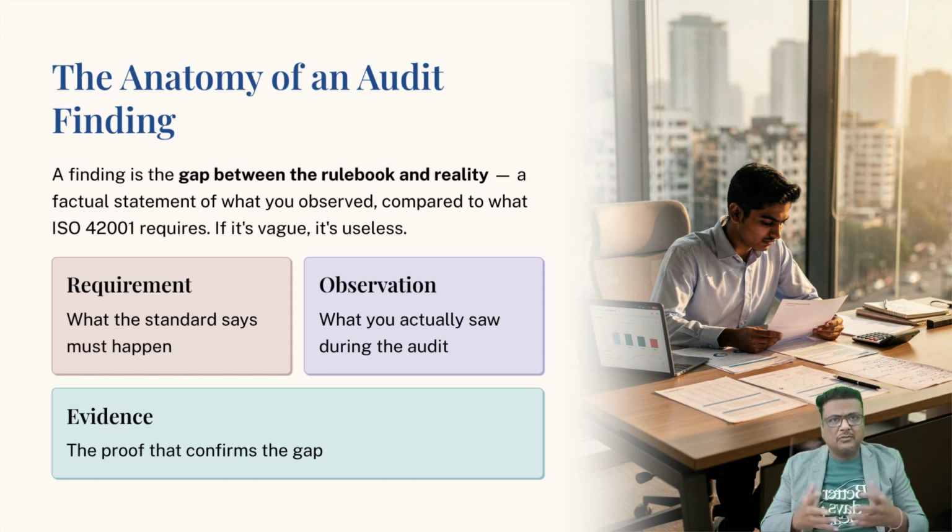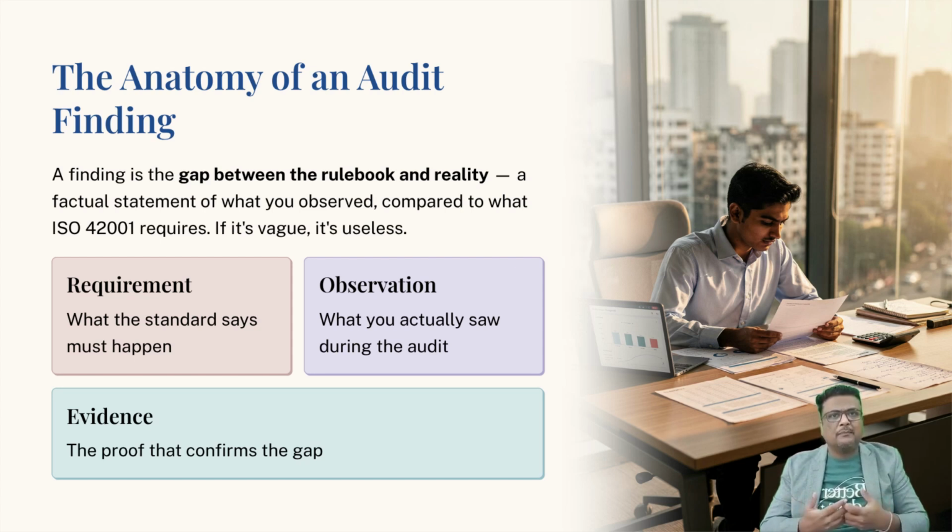In the world of ISO 42001, a finding is formally defined as the result of the evaluation of the collected audit evidence against audit criteria. In simple words, a finding is just a factual statement about what you saw compared to what the standard says should be happening. It is the gap between the rulebook and reality. If you don't write it clearly, it is useless.